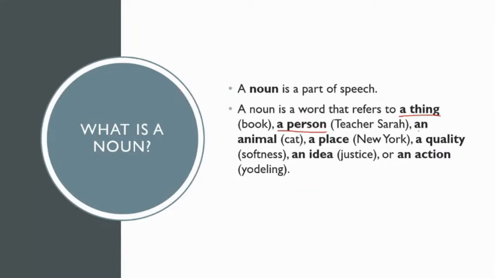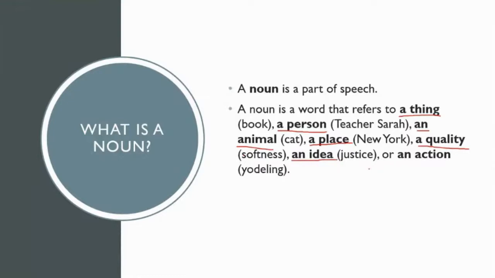Those are all nouns. Animals: cat, dog, horse, chicken. Places, place names like New York, or places like house, supermarket, and so on. Qualities like softness or happiness are nouns.